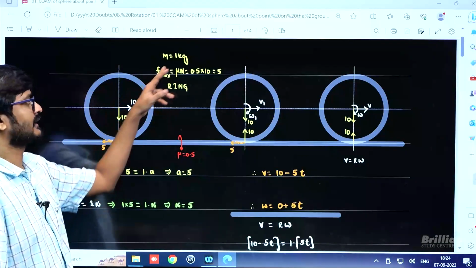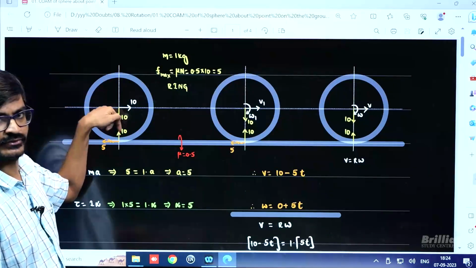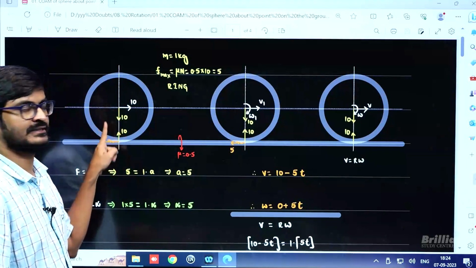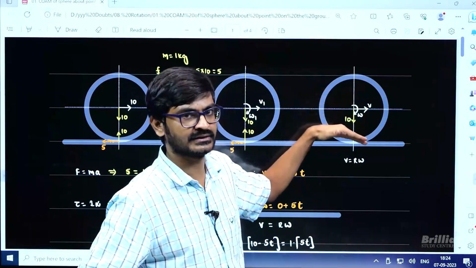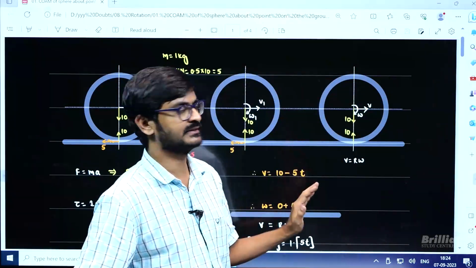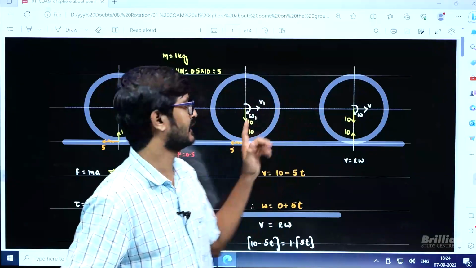Now the mass of the ring is 1 kg, so its weight will be 10 Newton. If weight is 10 Newton, normal reaction is going to be 10 Newton, because you can see the center of mass is not moving vertically downwards. So the net force along the vertical direction must be 0, so the normal reaction will be 10 Newton.